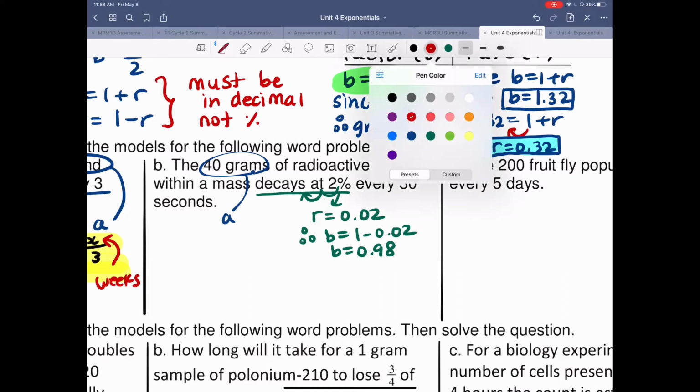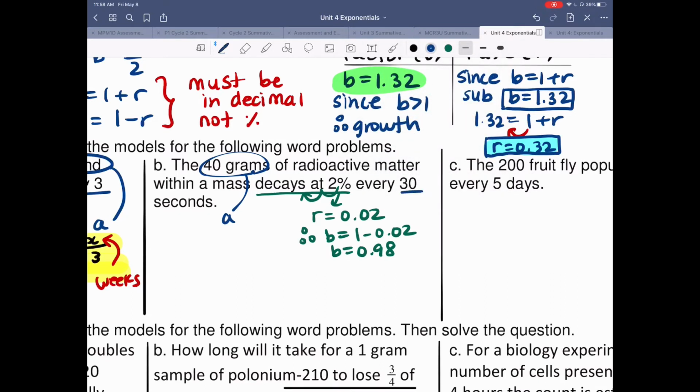Meanwhile, I have every 30 seconds, so that means my P, the period that it takes for things to happen, is 30 seconds. And so let's write down the equation. So we have y equals 40, which is the A value. My B value is 0.98. We know it's a decay.